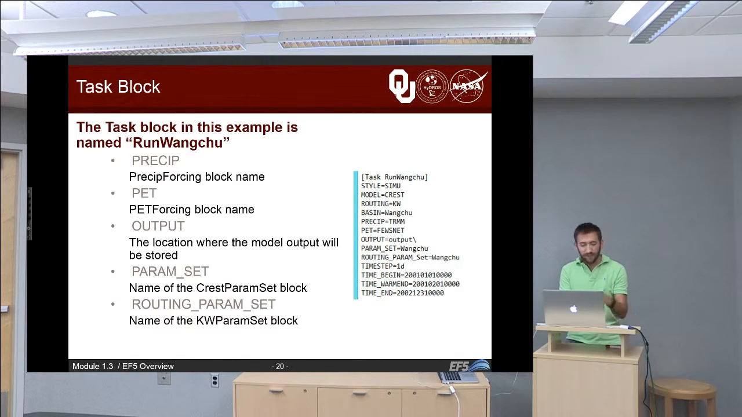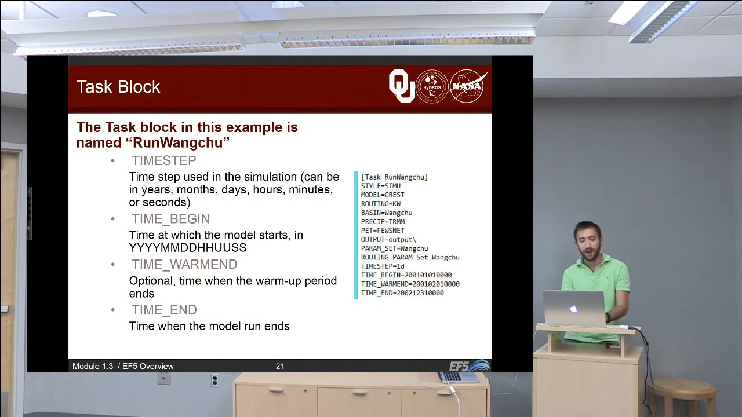Precip and PET, those are just the block names from up above, higher in the control files. So remember trim and FuseNet, we already discussed those. Output is just a folder where we're going to store the output from the model. Param set and routing param set, those names should correspond with the names of the parameter blocks you want to use. And then finally at the end we have our timing information.